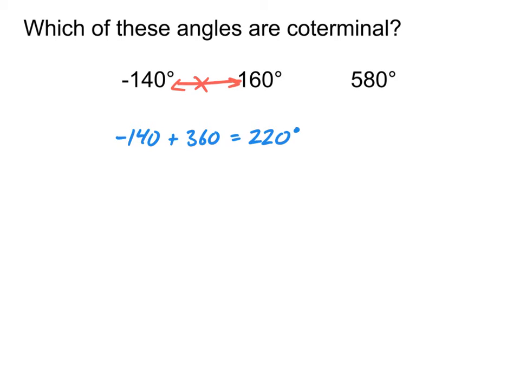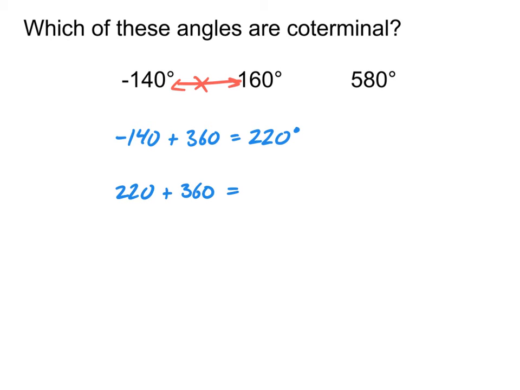However, where does the 580 fit in with it? Is the 580 coterminal with the negative 140? Is it coterminal with the 160? We would assume that it should be one of those. It's just a matter of figuring out which one. Well, since I already have this 220 degrees, I'm going to try seeing what's coterminal with that. So I'm going to do the 220 plus another 360 to see where that drops us off.